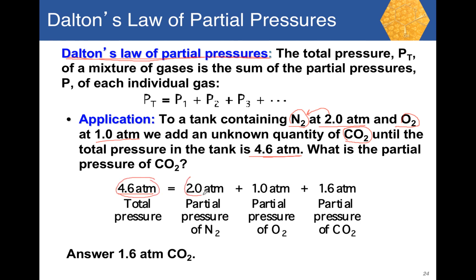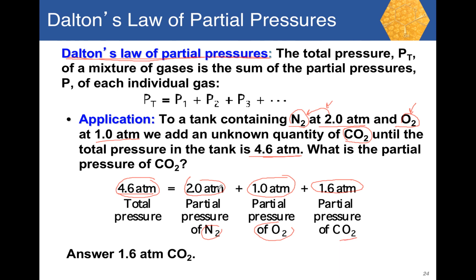We know that 2 atmospheres is coming from the nitrogen, as given here. We know that 1 atmosphere is coming from oxygen, as given in the above equation. 4.6 minus 2 minus 1 is equal to the difference, and that's for carbon dioxide.